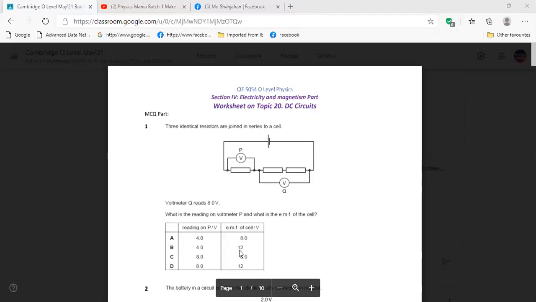Let's go now. Question number 1. Could you please read the question? Three identical resistors are joined in series to a cell. Voltmeter Q reads 8 volt. What is the reading on voltmeter P and what is the EMF of the cell?